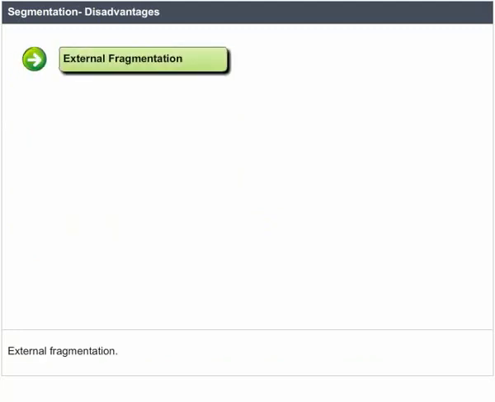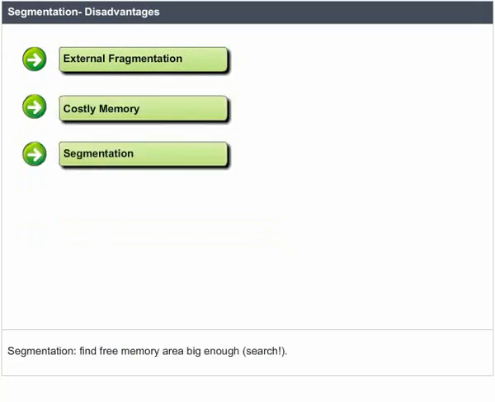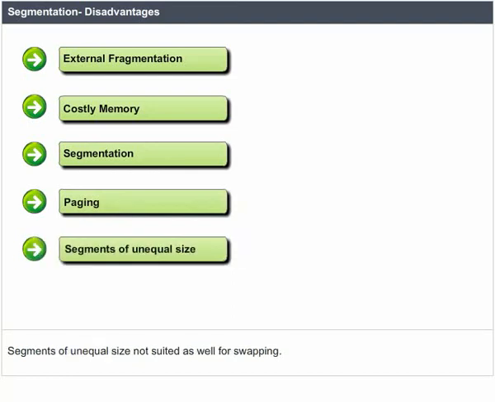Disadvantages. External fragmentation, costly memory management algorithms. Segmentation: find a free memory area big enough. Search. Paging: keep a list of free pages, any page is okay. Take the first. Segments of unequal size are not as well suited for swapping.